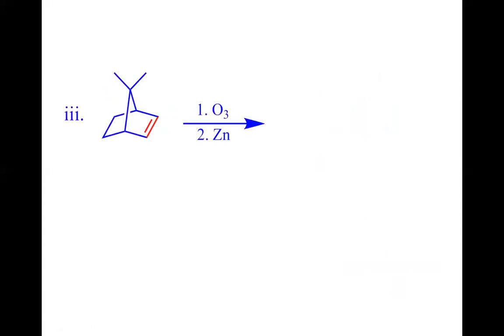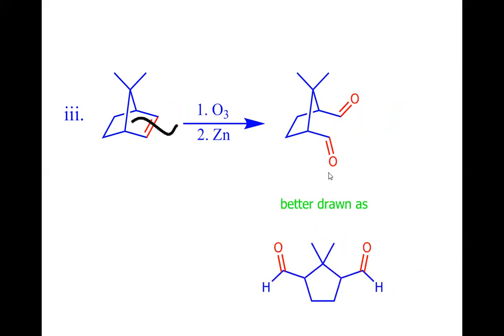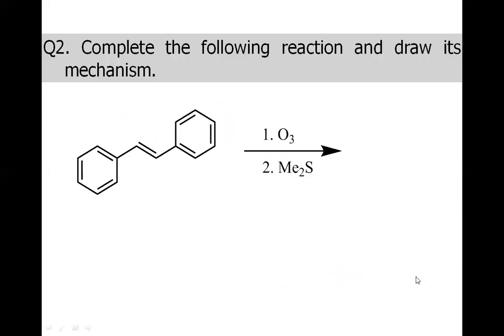For the third structure, this is the bicyclic compound again. This carbon double bond carbon is broken, and once it is broken we have the carbonyl on both carbons, and since we had the hydrogen here, these two will be the aldehydes. So we may also draw this dialdehyde like this. If we simply place this carbon on the plane and rotate the molecule, we will get this picture.